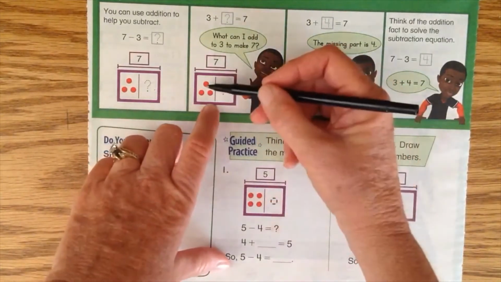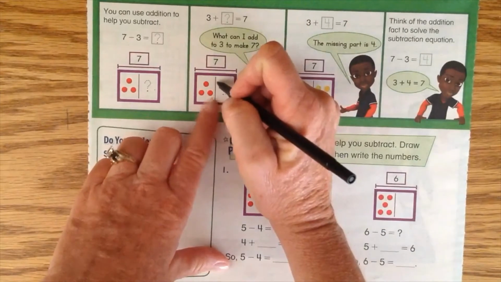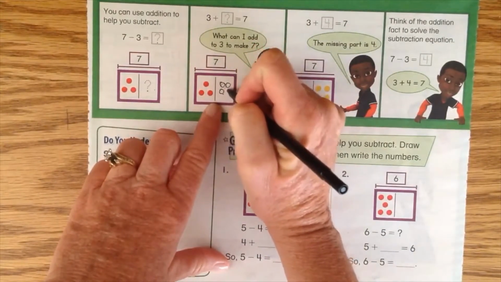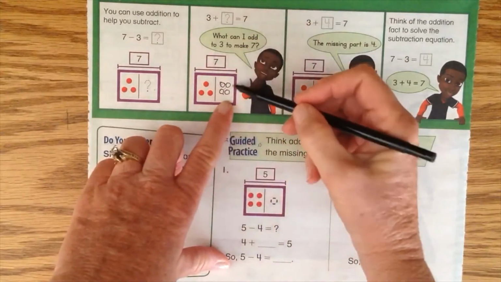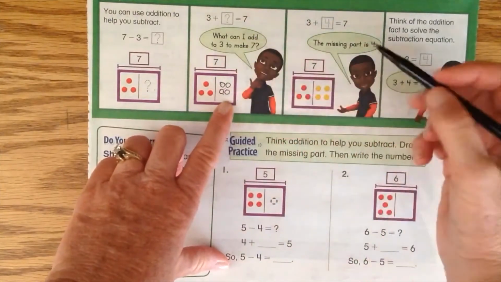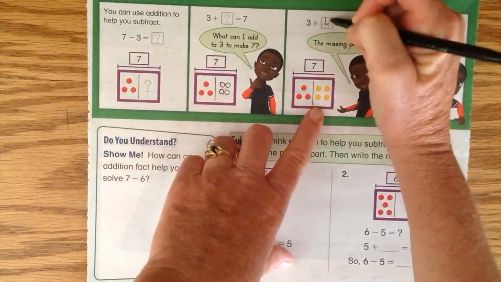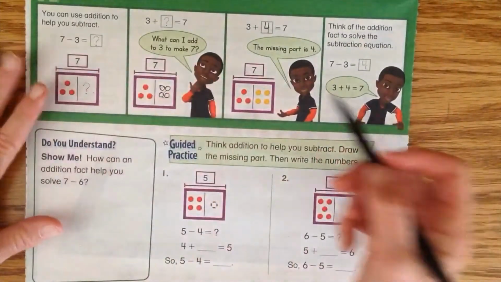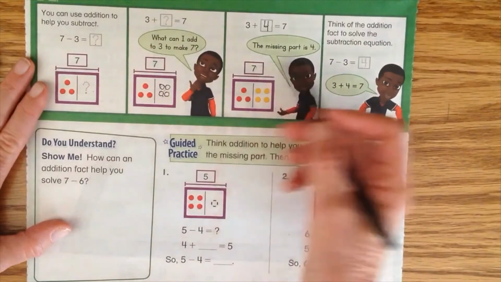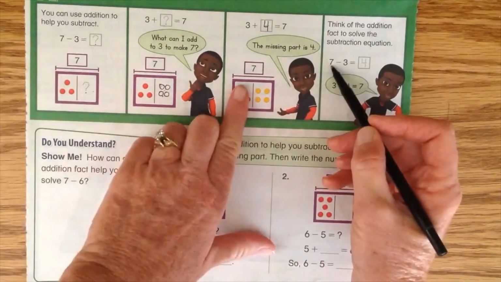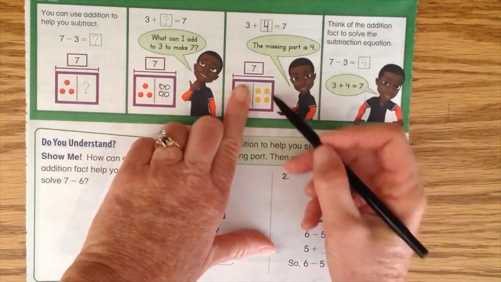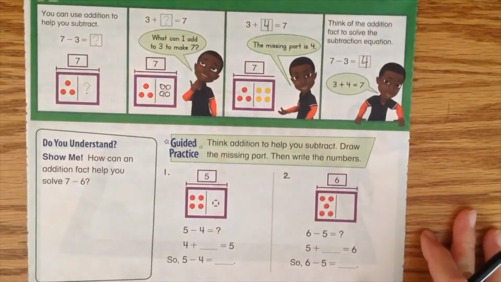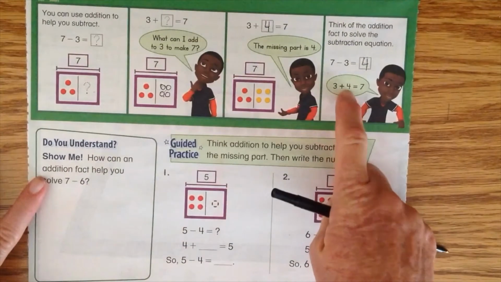So we start with 3 and we count up. 3, 4, 5, 6, 7. How many circles did I add? 4. So 3 plus 4 is 7. And if we flip that around and we start with our whole number 7, take away the 3, we're left with 4. So 7 take away 3 is 4. And 3 plus 4 is 7.